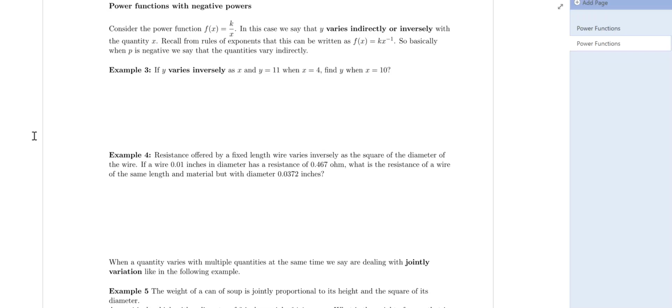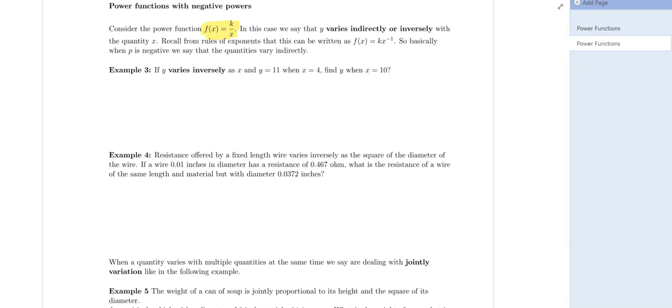So in the previous video, we looked at power functions, how the graphs look, and then we looked at power functions with positive exponents, positive integer exponents. So now we're going to consider the power function of the form y equals k over x, or f of x equals k over x.